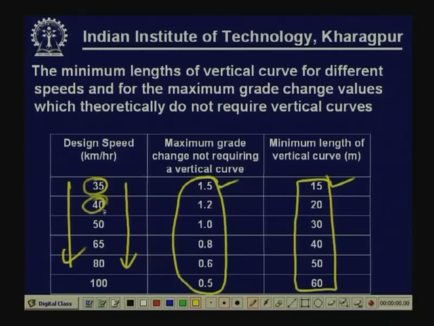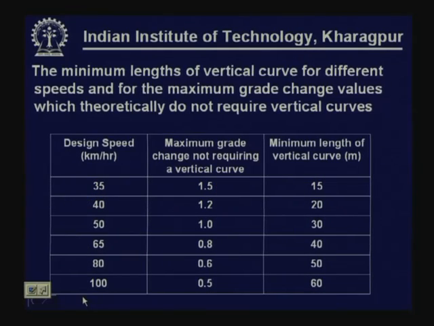So, like that, for different design speed and different maximum grade change, up to which it is theoretically not required to provide a vertical curve, but for practical consideration, mainly the aesthetics, what should be the minimum acceptable length that is given in IRC guideline. So, we can follow that and accordingly design the minimum required length of vertical curve. So, there is a requirement, minimum requirement in this perspective also.